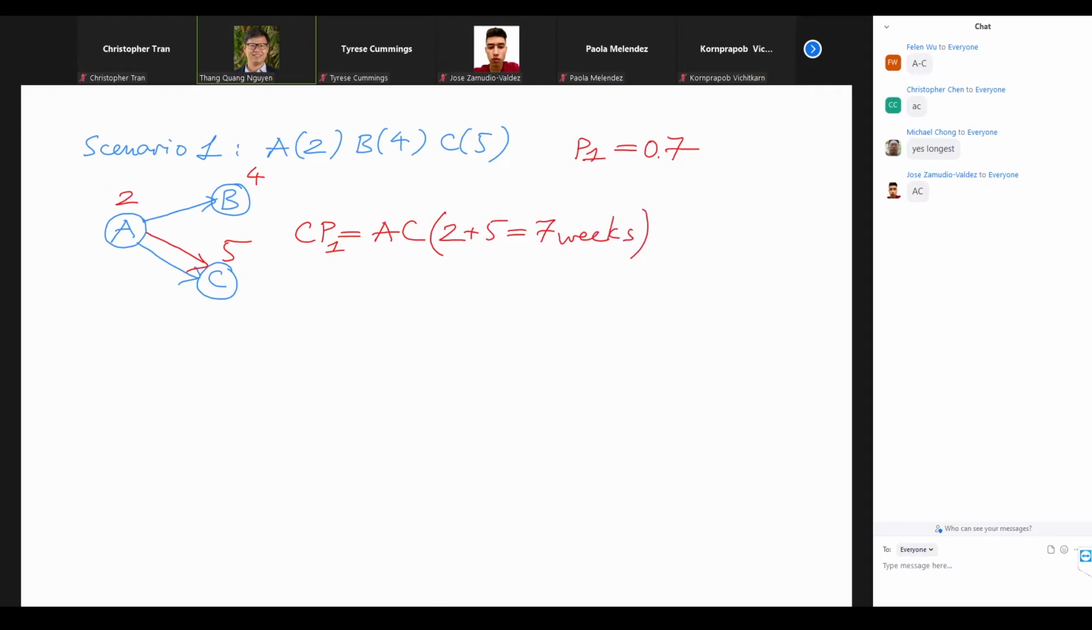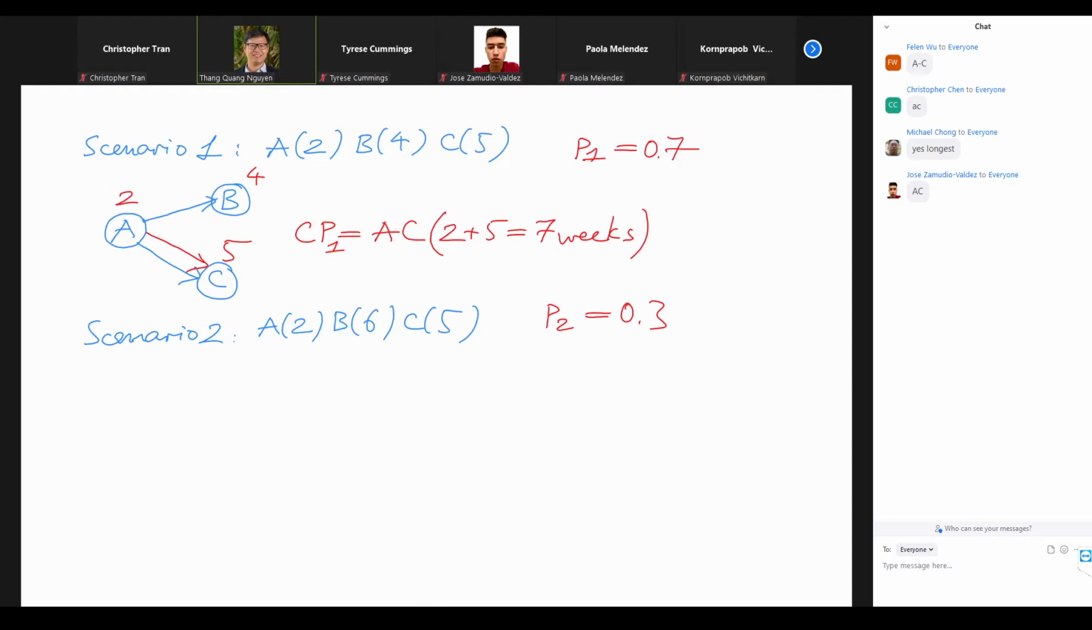And then we have the second scenario. A is done after 2 weeks, B done after 6 weeks, C done after 5 weeks. And the probability here is 0.3. All the scenarios need to add up to 100%, so 0.7 plus 0.3 is 100%.